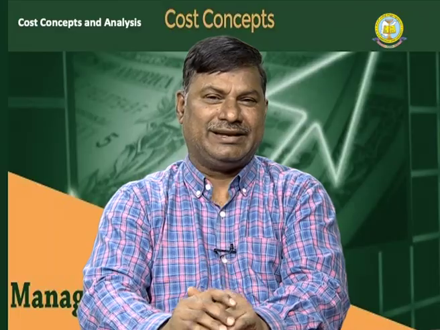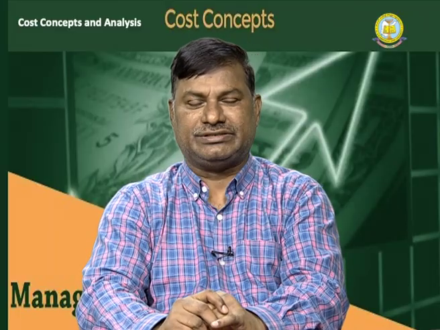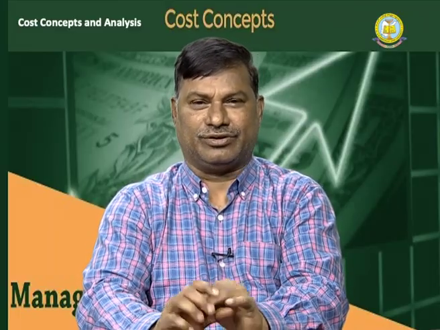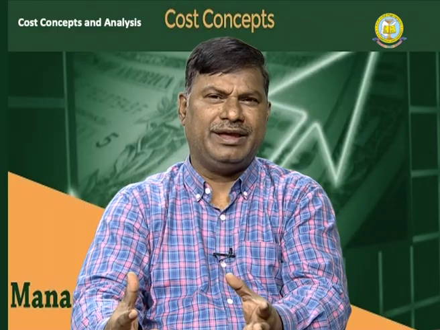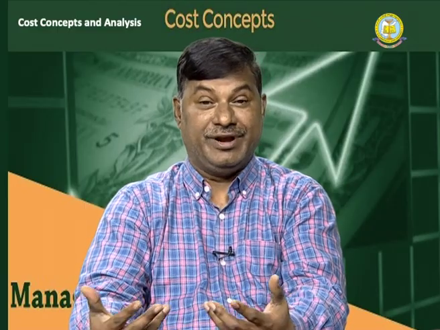Now, let me present another category of costs, that is, relevant and irrelevant costs. Relevant costs are affected by a decision and should be considered. If it is relevant, then you should consider those relevant costs. At times, there are certain costs which will not influence your decision. Now, you don't consider those costs.